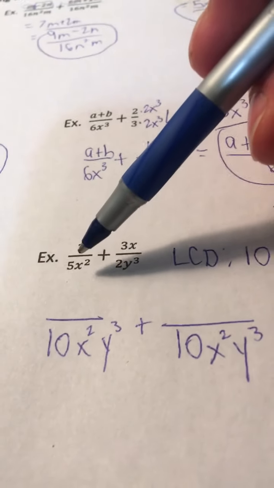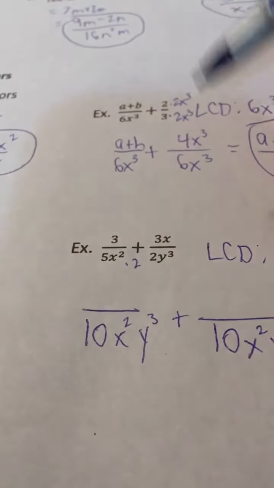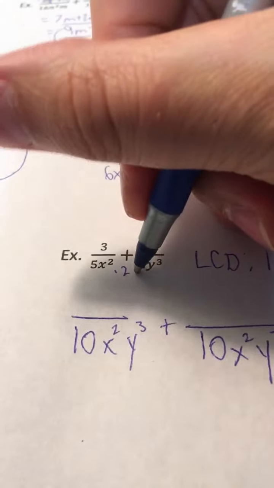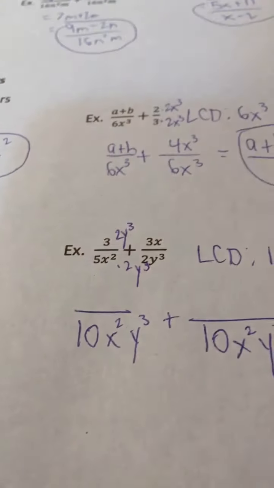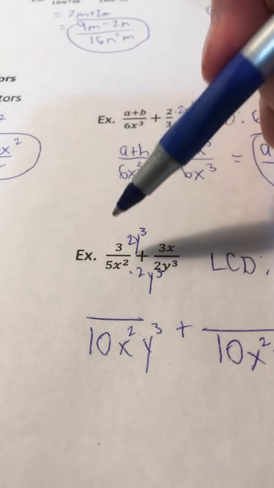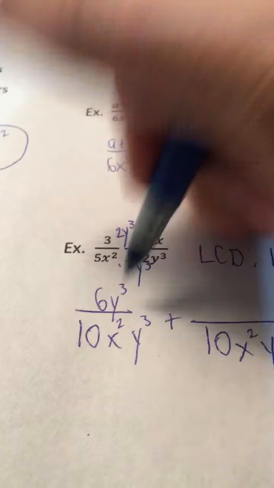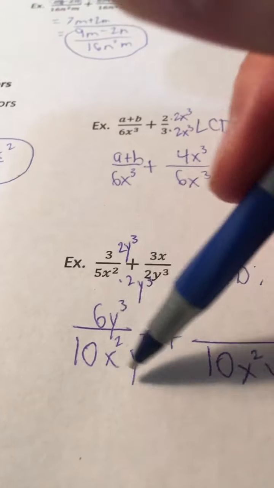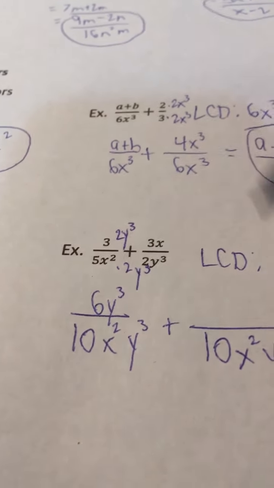All right, so first fraction, I have a 5, I need a 10, so that means I need to multiply by 2. I have the x squared, I don't have y to the third, so I'll multiply by 2y to the third. 2y to the third on top and bottom. So that on top, 3 times 2y to the third is going to give me 6y to the third. Now, sometimes when I teach this, people are like, wait, shouldn't I reduce this? If you reduce it, it's going to bring you right back where you started. Don't reduce it yet. Work it out first.